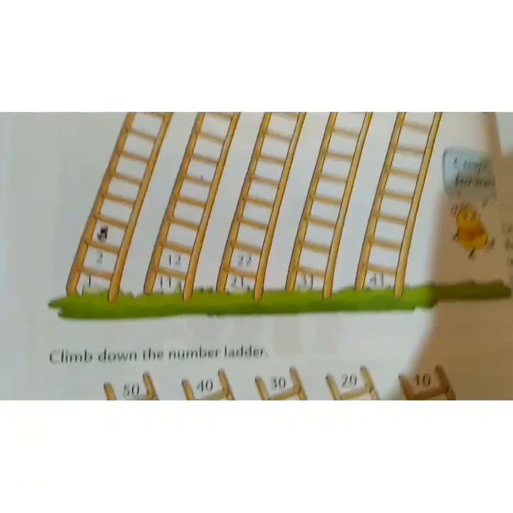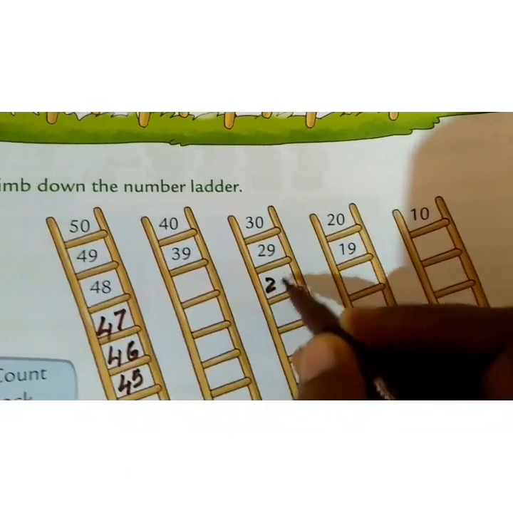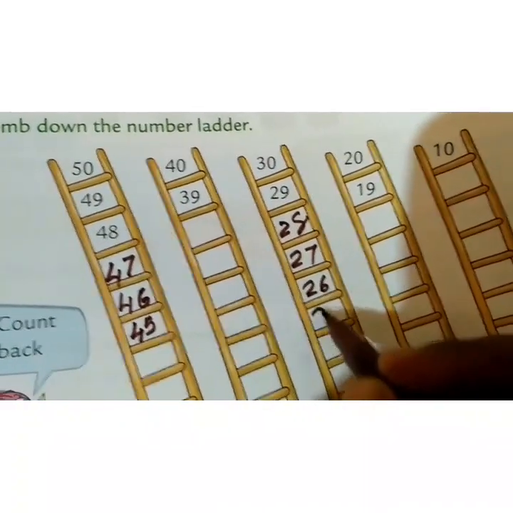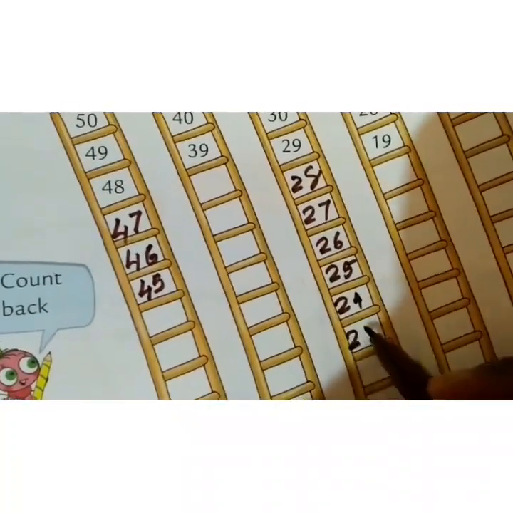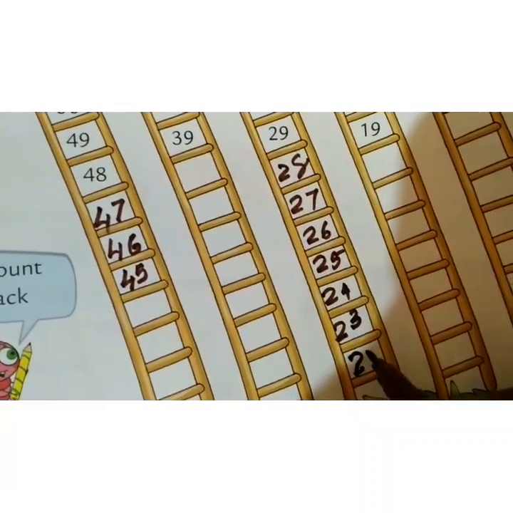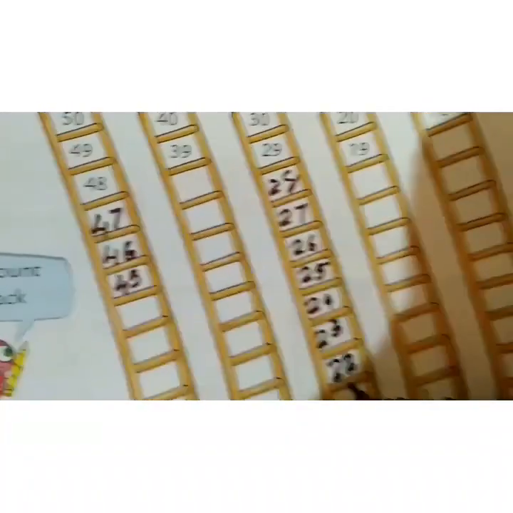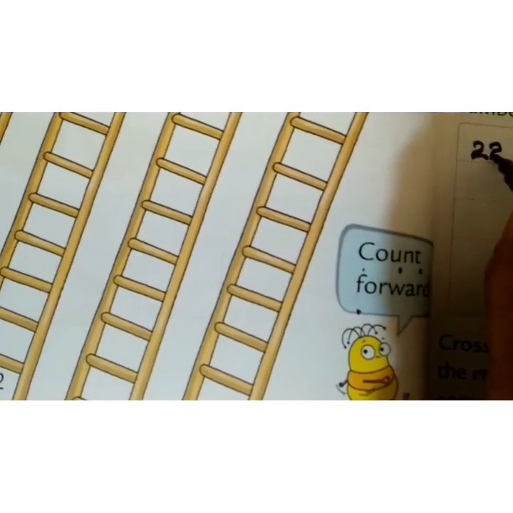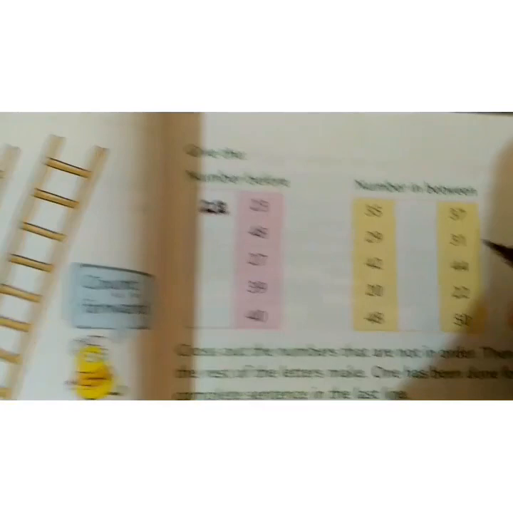You look here, number 23. Where is number 23? Here, 29, 28, 27, 26, 25, 24. Yeah, 23. What comes before 23? Can you say it is 22? It is 22. Okay. So you can write the number before 23 is 22. Get it? Then fill up all these. Then move to the next.